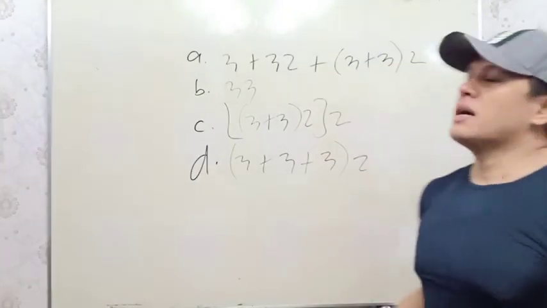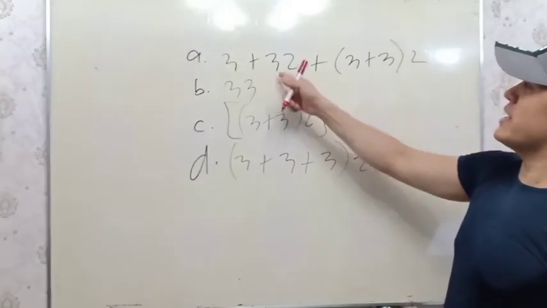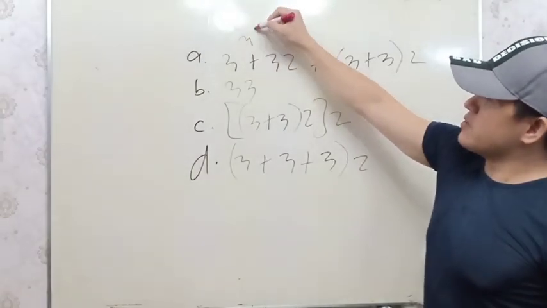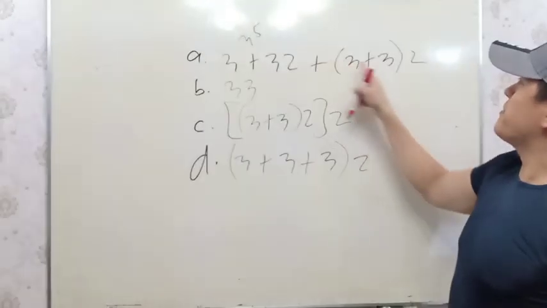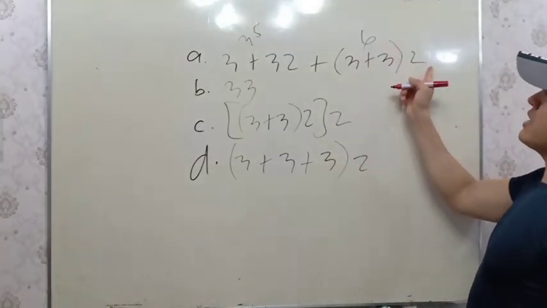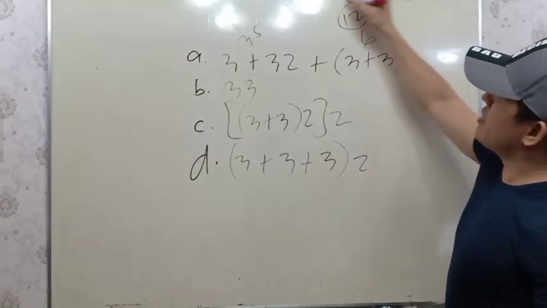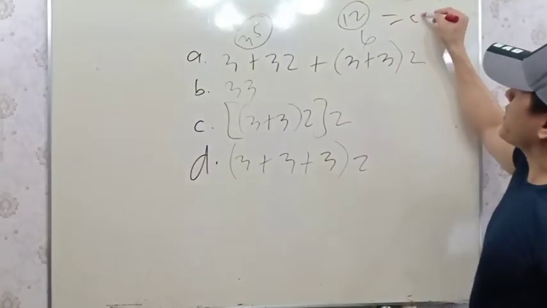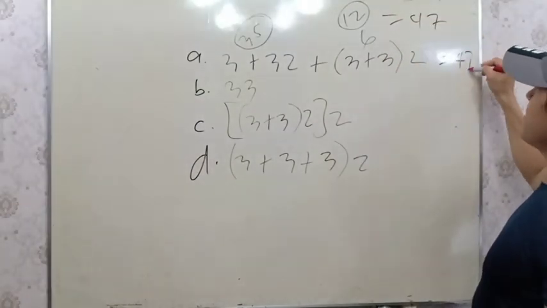This one, which has the greatest value? First one is, of course, this one is 35. 3 plus 32 is 35. This one, you're going to make it 6 first. 3 plus 3 is 6 times 2. You multiply it with 2. This is 12. So 12 plus 35, that is equal to 47. So this one, letter A is 47.